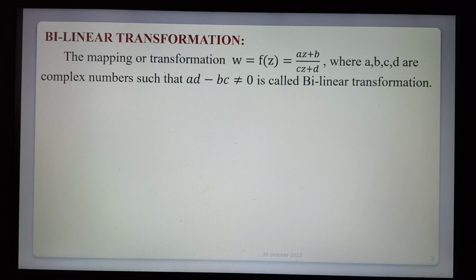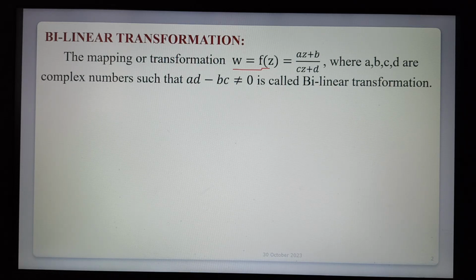The mapping or transformation w = f(z) = (az + b)/(cz + d) is called a bilinear transformation. We already know the linear transformation. What is a linear transformation? The transformation w = f(z) = az + b is called a linear transformation.